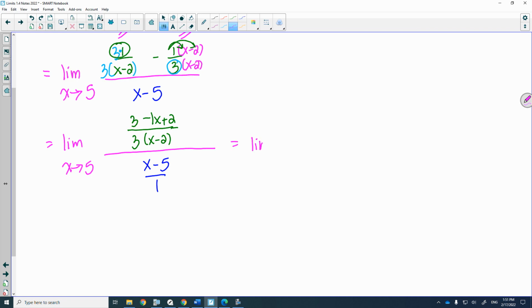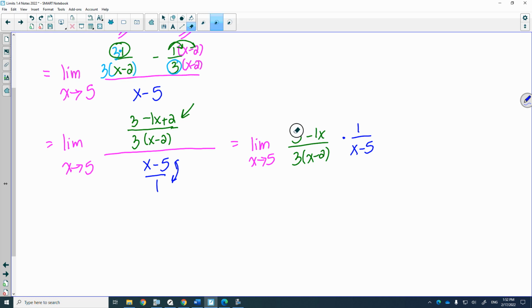This is equal to the limit as x approaches 5. I'm going to clean up this top fraction. So I would have 3 plus 2 is 5 minus 1x all over 3(x minus 2). And instead of dividing it, like I said, by the denominator, I'm going to multiply it by the reciprocal. Okay, so we know that these two are going to cancel, but it's not ready to be canceled yet. I'm actually going to rewrite this as negative 1x plus 5 because I want it to look like this. So let's write that as negative 1x plus 5.